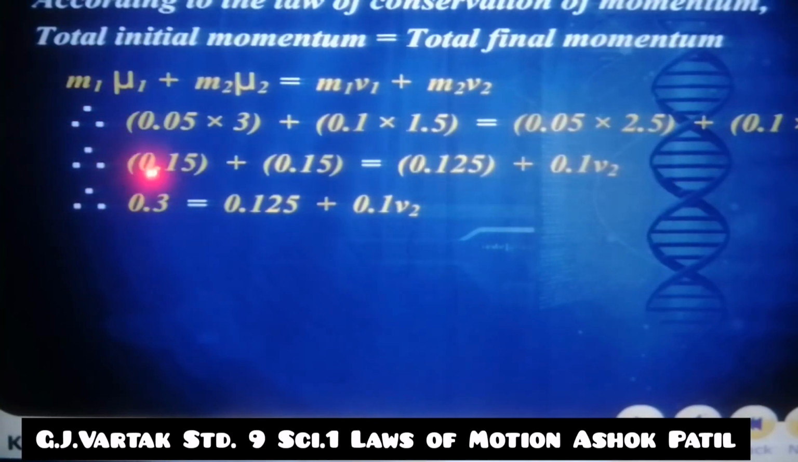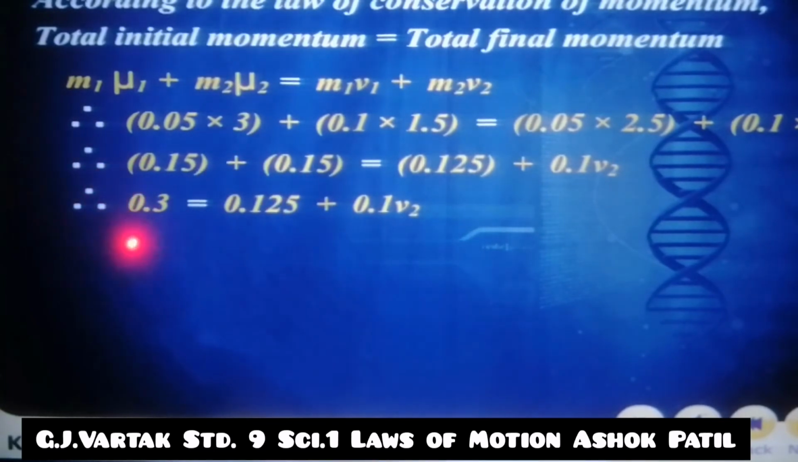Yes, 0.15 and 0.15 is 0.30. You cannot write the 0 here because after 2 decimal places the 0 is coming here. That's why you cancel the 0, and 0.3 is equivalent to 0.30, equal to 0.125 plus 0.1 v2.